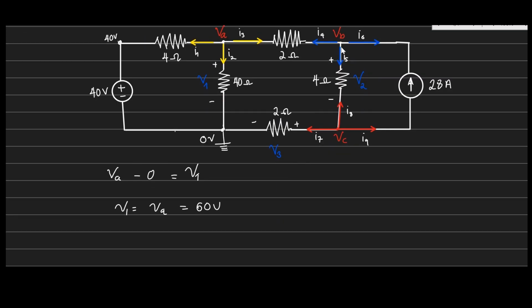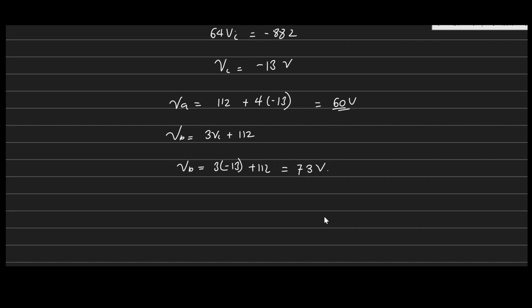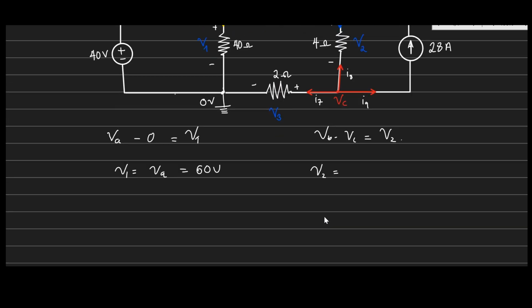So how can we find V2? The same concept. If we come from this node VB to VC, VB minus VC is equal to what? What sign do you meet first as we're coming from VB? You're meeting the positive sign, right? So it's equal to positive V2. So V2 is simply VB minus VC. So what is our VB? Our VB was 73, VC was negative 13. So 73 minus negative 13 is 86 volts. So this is 86 volts as V2.